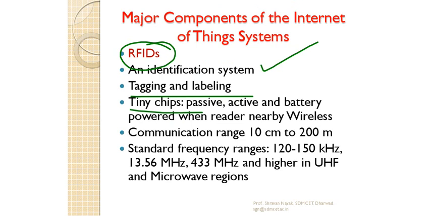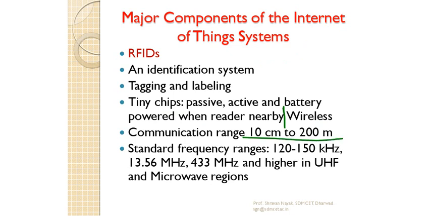They could be passive, or they could be active and battery powered when the reader is nearby. Okay, these are the passive or active or battery powered when the reader is nearby. Wireless communication range is about 10 centimeters to 200 meters. You just see the range is really good here, 10 centimeters to 200 meters.